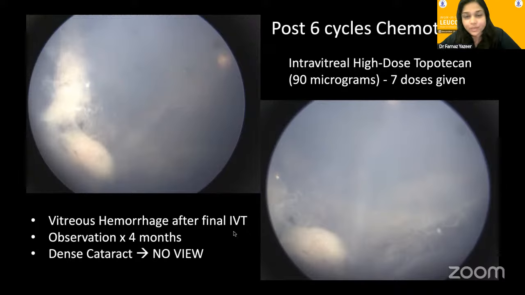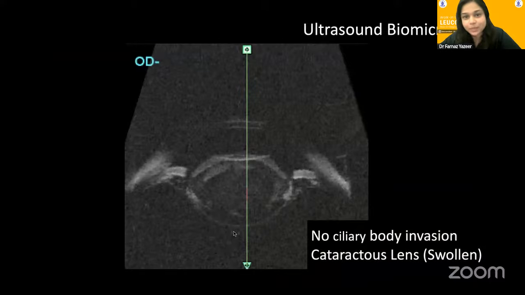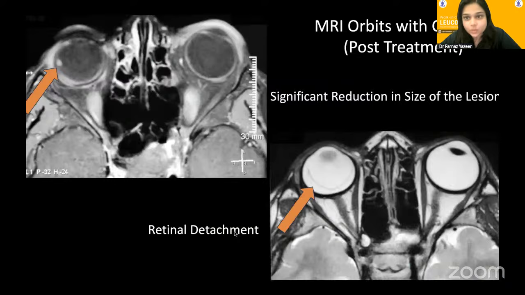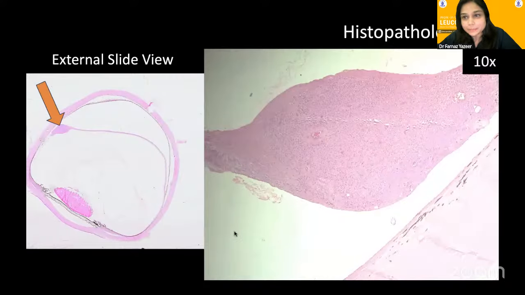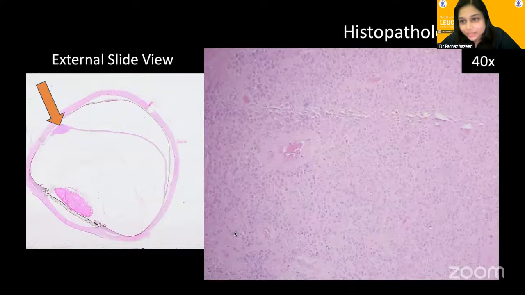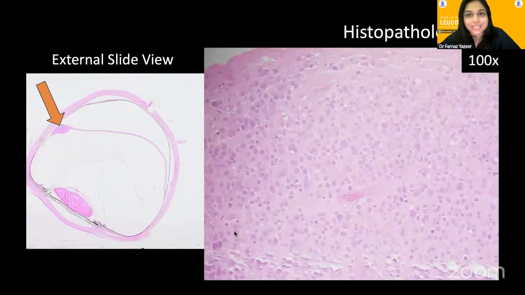So we decided to go ahead with enucleation with a long optic nerve stump, before which we had done a UBM and it was normal. MRI was also done, and showed no extraocular extension. Histopathological examination showed regressed retinoblastoma with complete retinal detachment, with no evidence of active tumor in the optic nerve, sclera, choroid, or the anterior chamber.